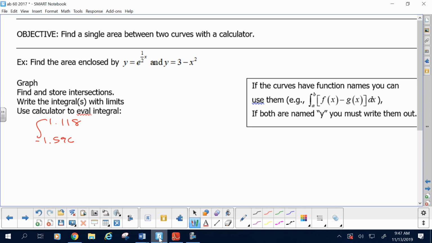1.118. If these functions had function names like f and g, then by all means feel free to call them f of x and g of x. If, however, they are named with y's, you cannot say y minus y. That's absolutely terrible. Do not even think about it. So if they're named y's, let's write them: 3 minus x squared is upper, subtract e to the 1/2 x lower. That's all you have to write on your paper besides the answer.